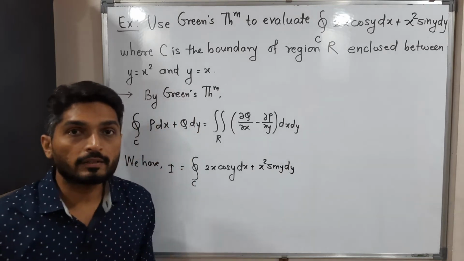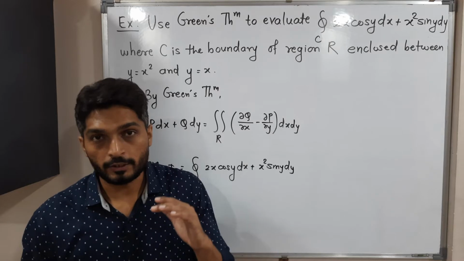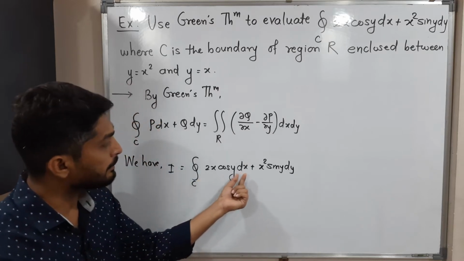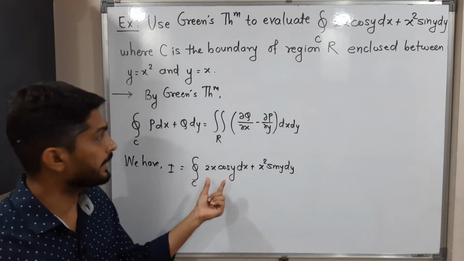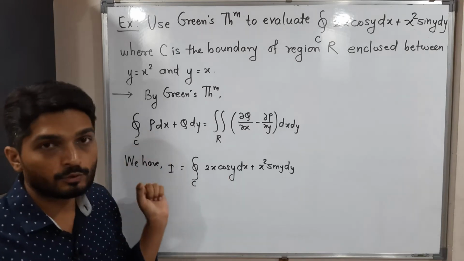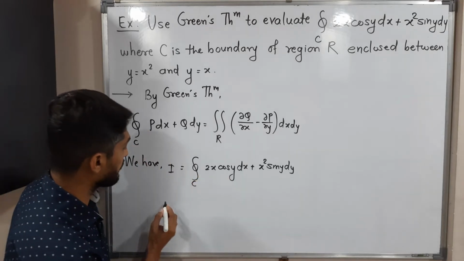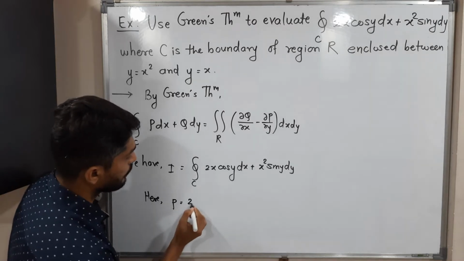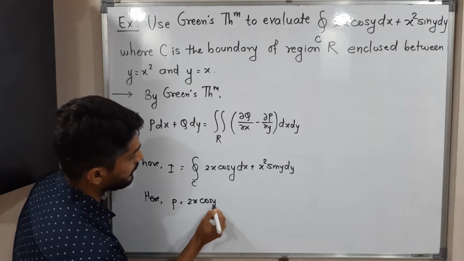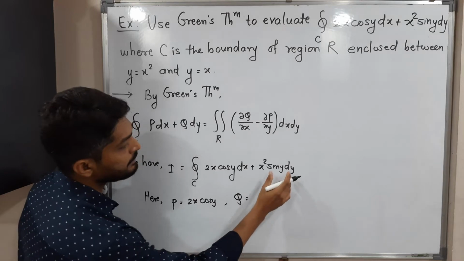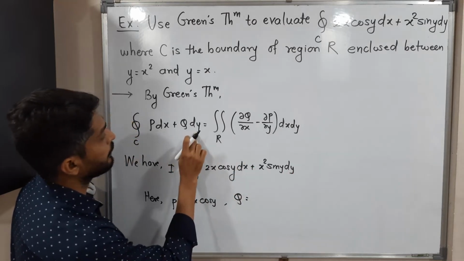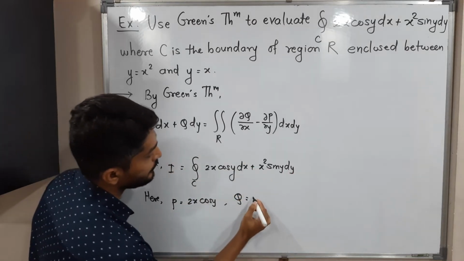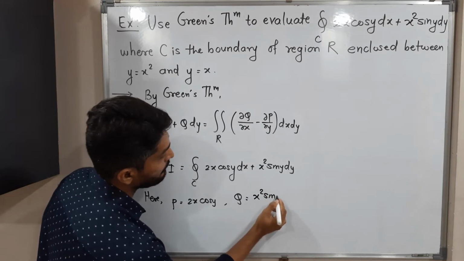Now let us find what our P and Q are. As you can see here, the multiple of dx is 2x cos y. The multiple of dx is P, so our P is 2x cos y. And Q means the multiple of dy, so our Q is x square sine y.